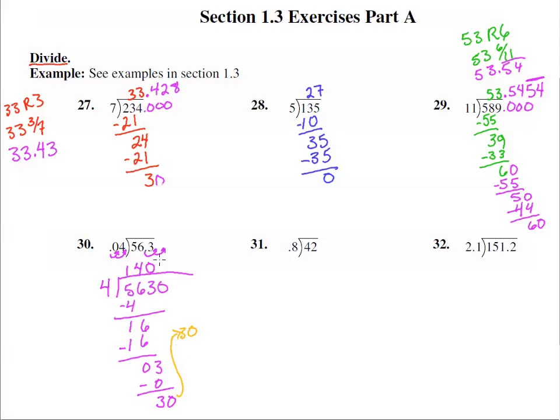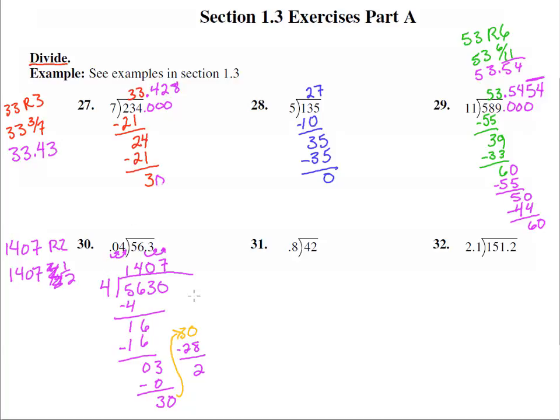4 goes into 30. Let's not lose our place. 7 times, and that's 28. Subtract that, and we get a 2. So we could write an answer as 1407 and remainder 2, or 1407 and 2/4, which reduces down to 1/2. So 1407 and 1/2. This is correct, but it's not very conventional. Usually when they give us problems with decimals in them, they expect the answer to do in decimals.